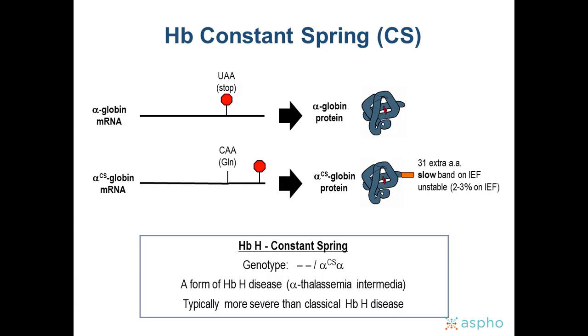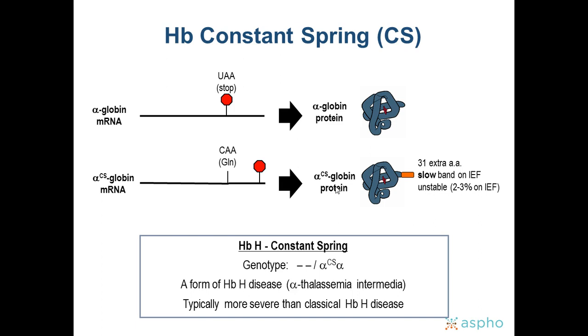Now, what about hemoglobin constant spring? I've talked about that. This is that exception, or one exception, to the rule that alpha thalassemias are caused by deletions. Here, this is caused by a point mutation. And there are many alpha thalassemias caused by point mutations, but this is a classical one to know about. So here's the alpha globin mRNA and the normal stop codon. Constant spring is a mutation here in that stop codon. And so instead of a stop, you get a glutamine, and the next in-frame stop codon is 31 codons down.